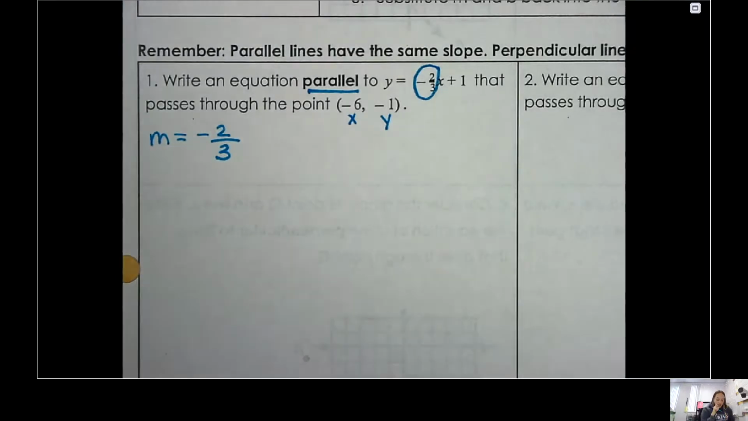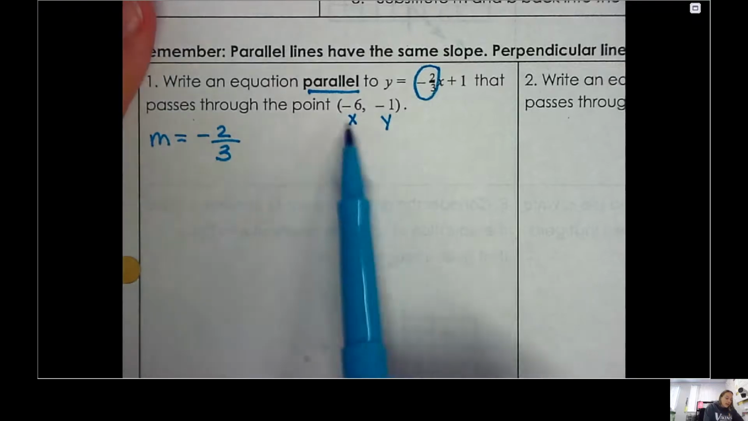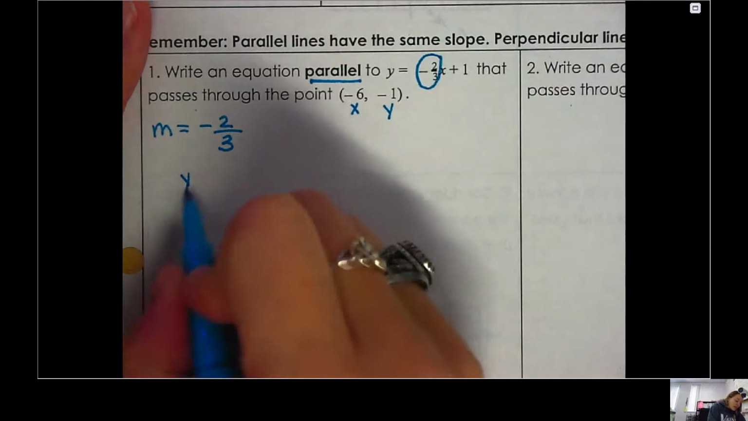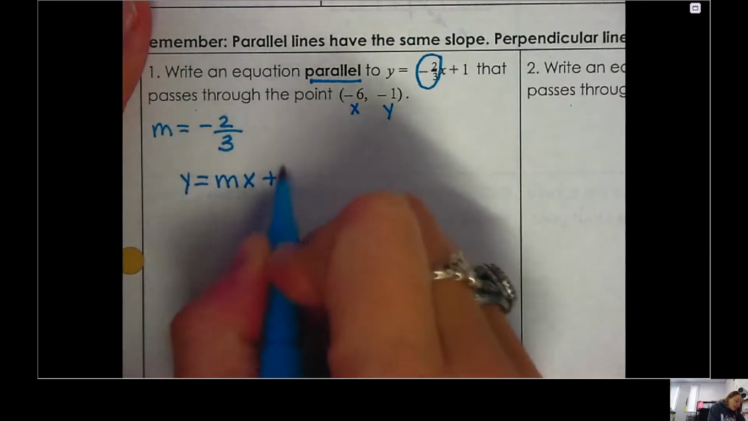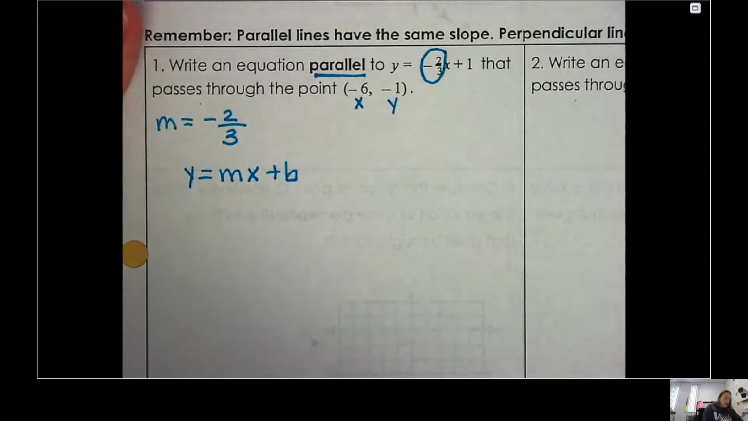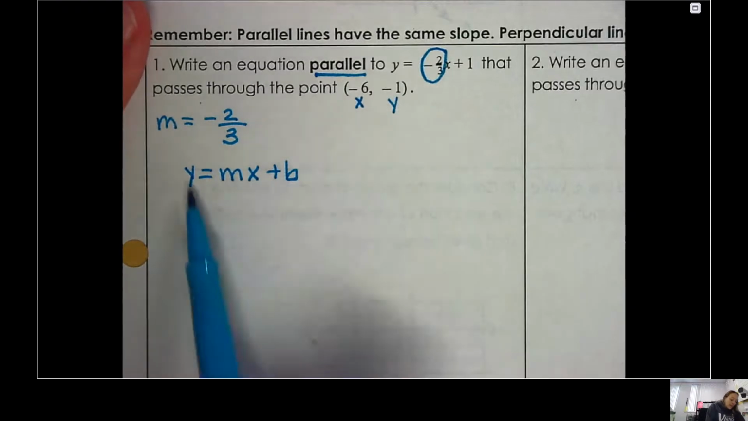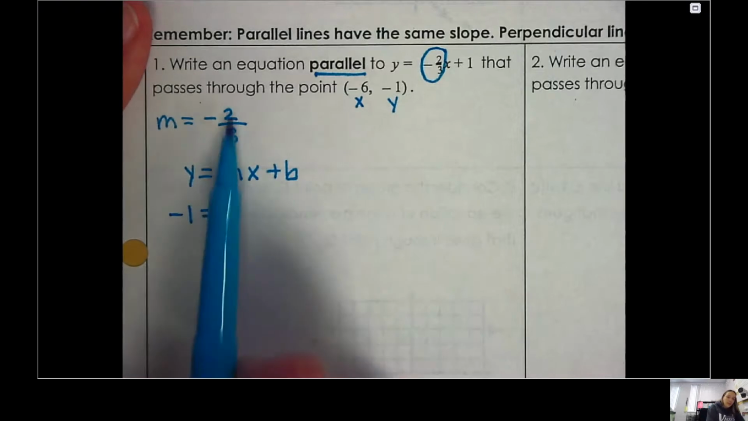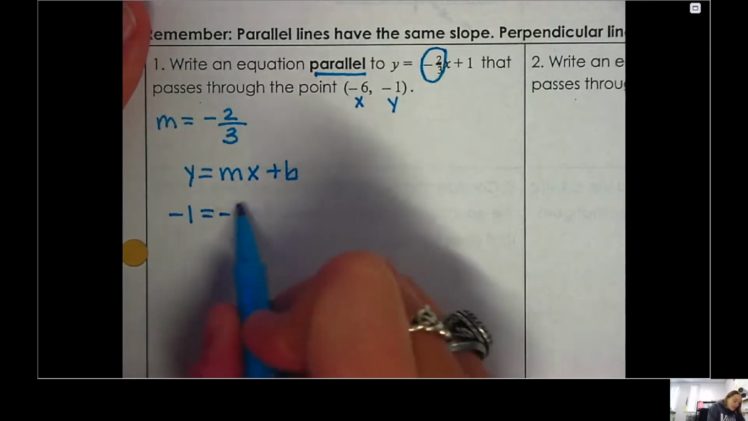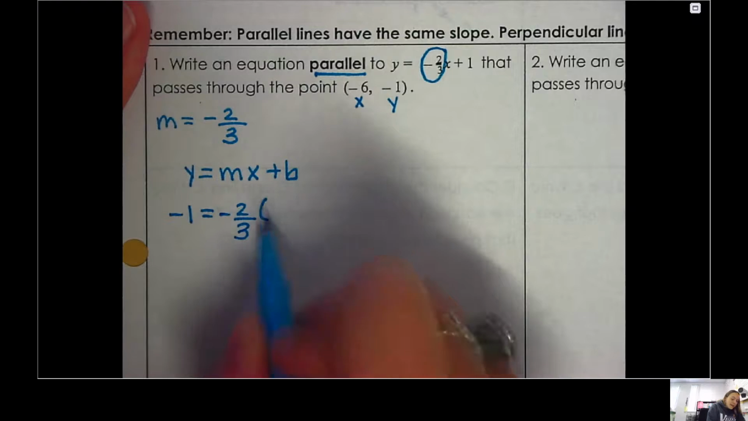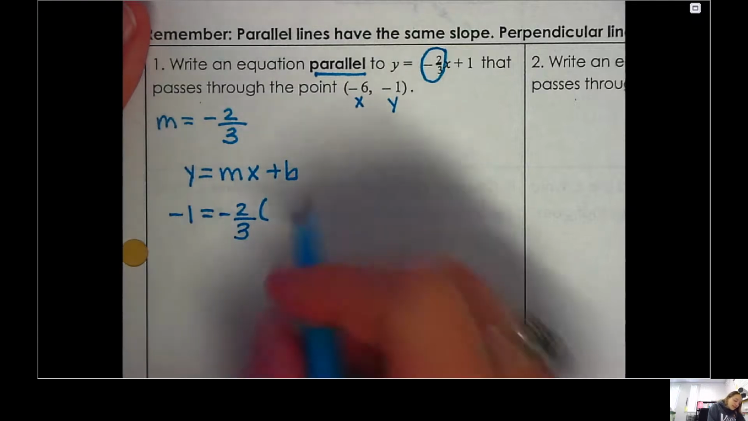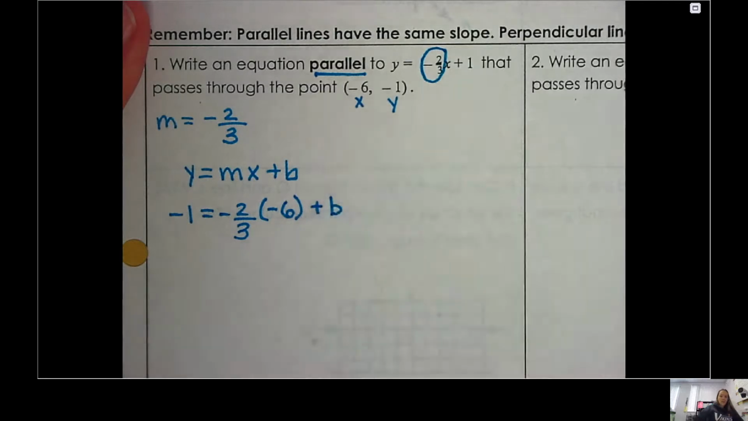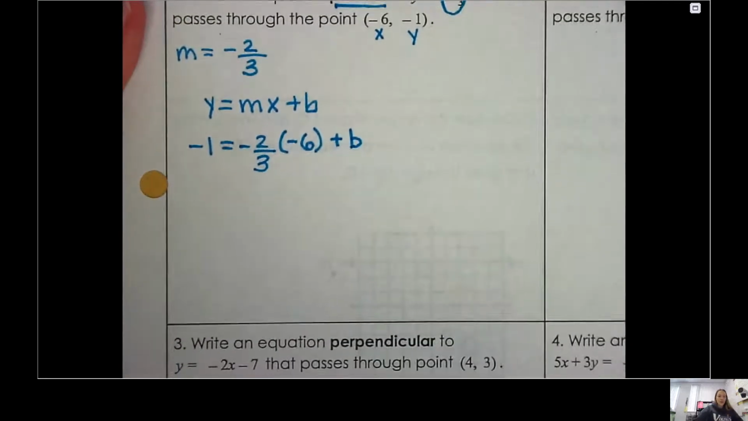we are going to now substitute in the x value, the y value, and my slope into the equation y equals mx plus b. So we're going to substitute in the pieces that we know. For y, I'm going to plug in negative 1. For my slope, I'm going to keep it the same, negative 2/3. For my x, I'm going to plug in a negative 6. And I'm going to solve for b. I'm going to solve for a new y-intercept.